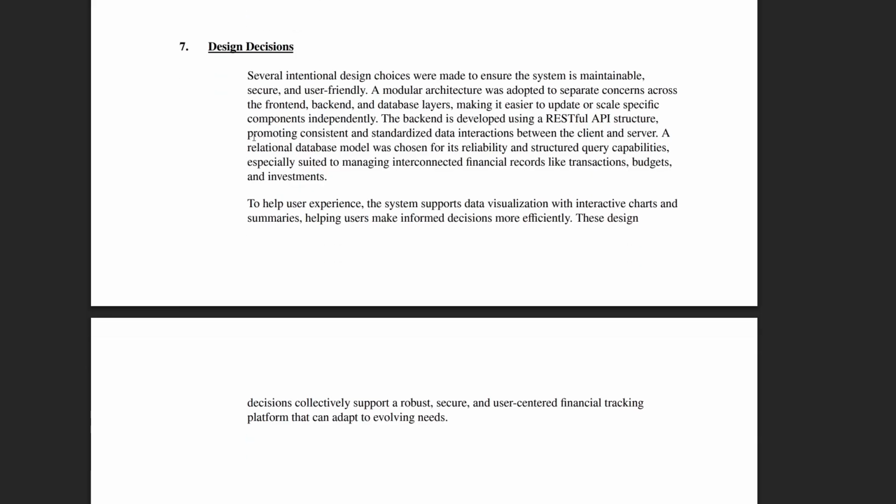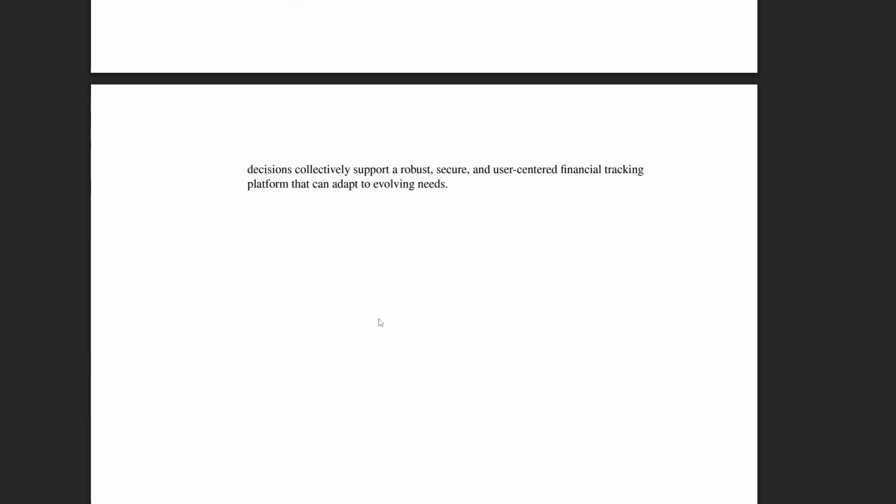For our design decisions, we had several design choices that shaped our system. Modular front-end/back-end separation supports scaling. RESTful API for predictable communication. Relational database for clean, reliable queries. Interactive charts improve usability and decision-making. Choices align with goals of extensibility and long-term maintainability.